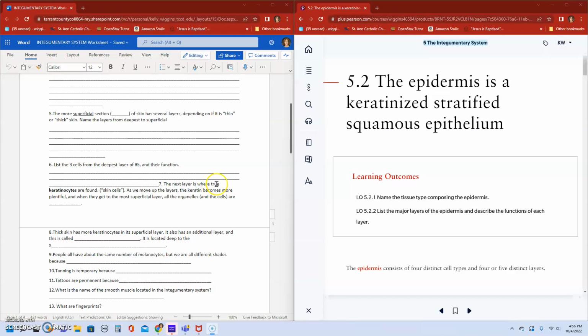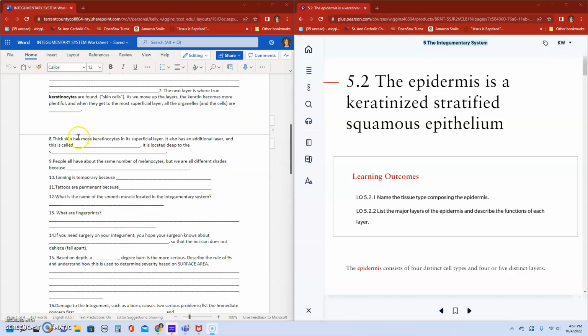So the next layer after the stratum basale, that's when they're going to be called true keratinocytes. That is the stratum spinosum. As we move up the layers, the keratin becomes more plentiful, and when they get to the more superficial layer, all the organelles in the cells are dead. Thick skin has more keratinocytes in the superficial layer. It also has an additional layer called the stratum lucidum. It is located deep to the stratum corneum.